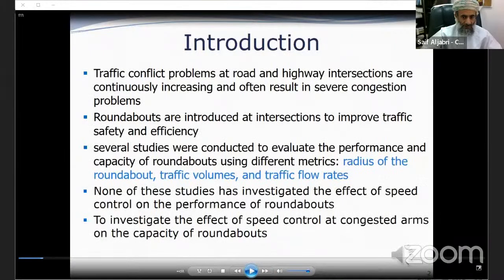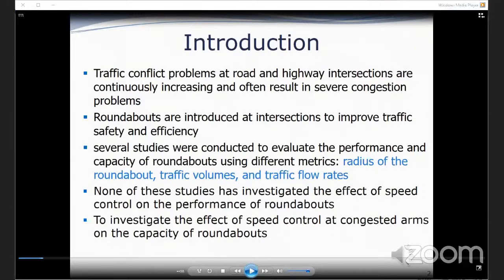paper, which is the second paper from UAE, and it's about a simulation study for speed control at congested arms of roundabouts. The roundabout is a type of intersection. Just go ahead, please, and play the recording.